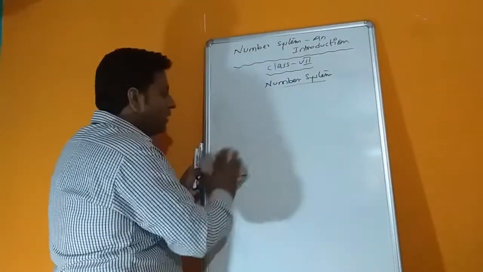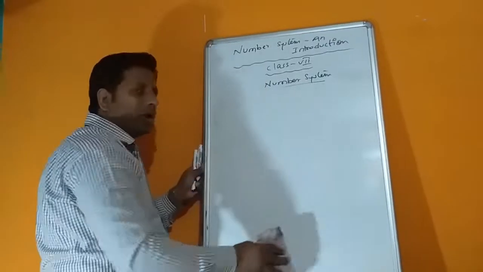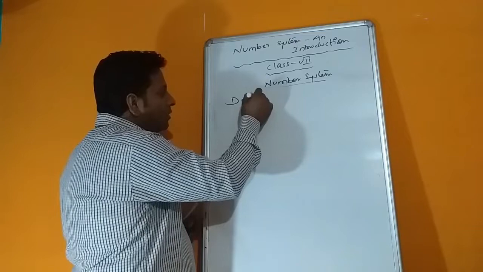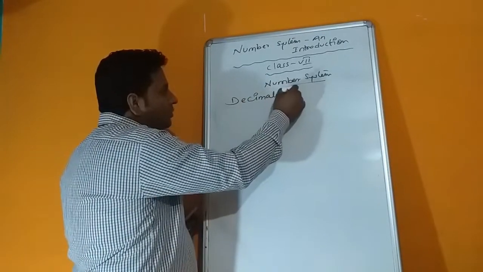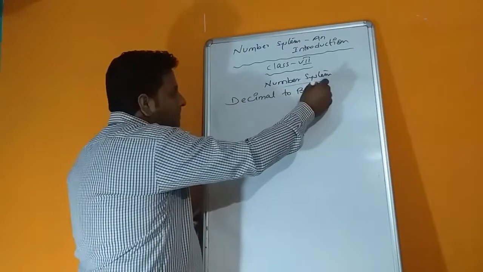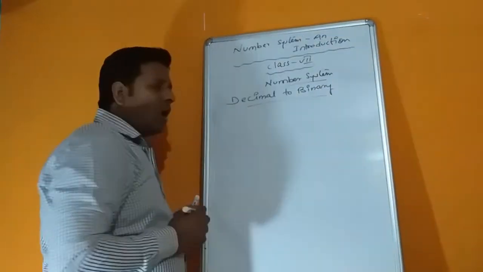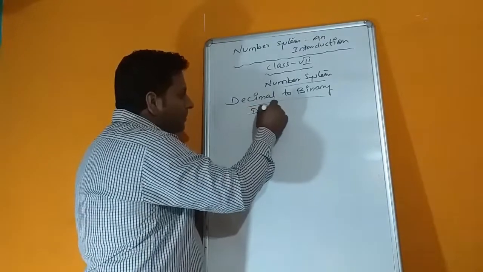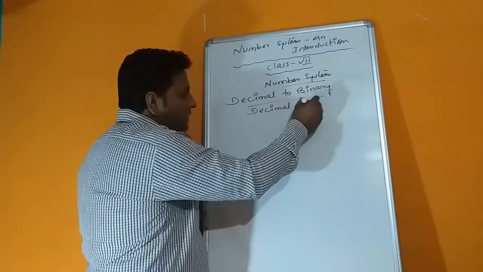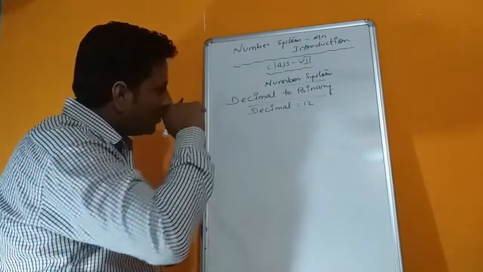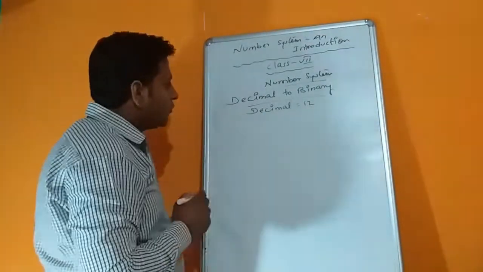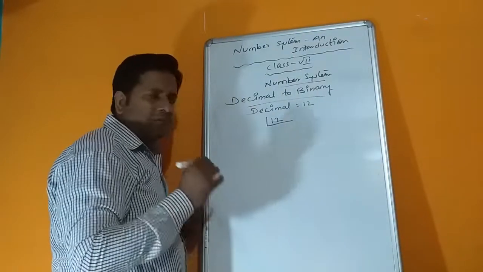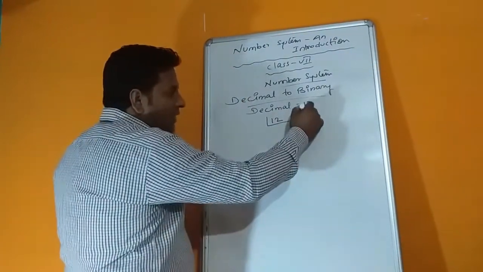Now we'll learn how to convert a number from one type to another type. First of all, decimal to binary conversion. How to convert a decimal number to a binary number? Let us take one number, say 12. Now we need to convert this 12 to binary form. When we are converting, we'll take the help of LCM, but every time we'll do it with 2, and we'll take the remainder here.